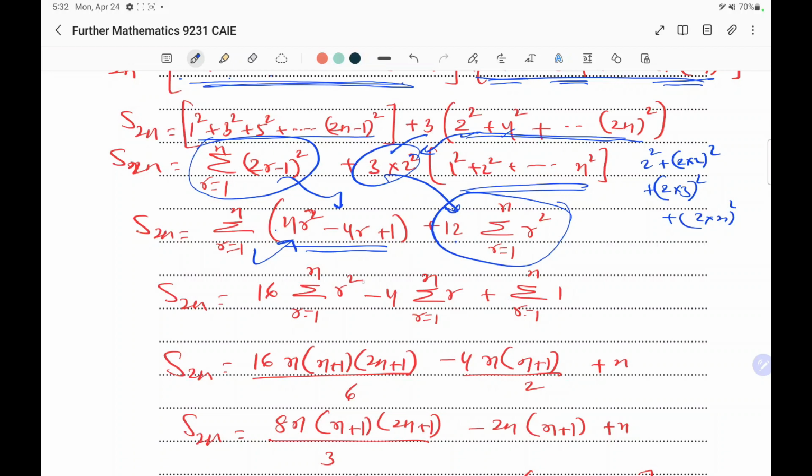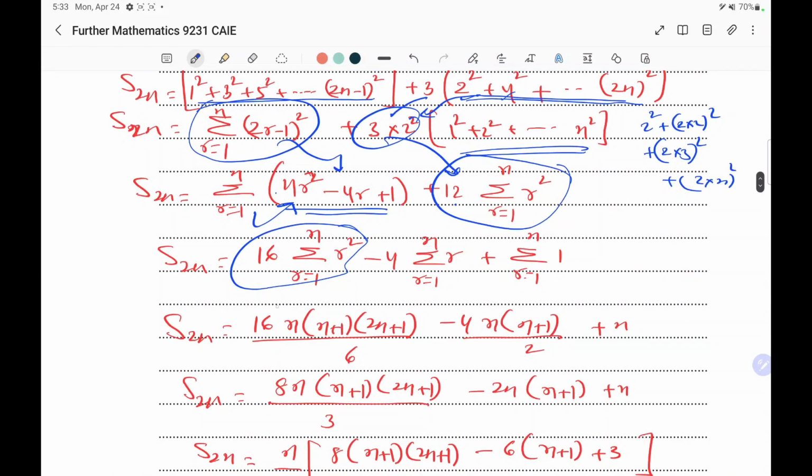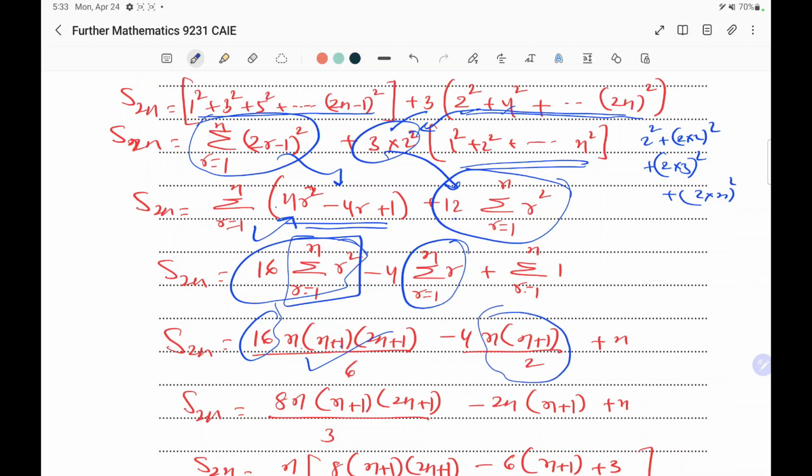So 12 plus 4 is 16, sigma r squared, r equals 1 to n, minus 4 sigma r, and then sigma 1, r equals 1 to n. Now 16 is 16, but we know that sigma r squared, r equals 1 to n, is n into n plus 1 into 2n plus 1 over 6, minus 4 sigma r, r equals 1 to n, we know that it is n into n plus 1 over 2.